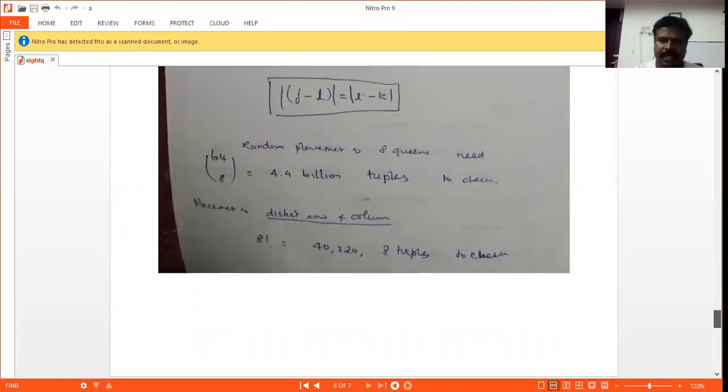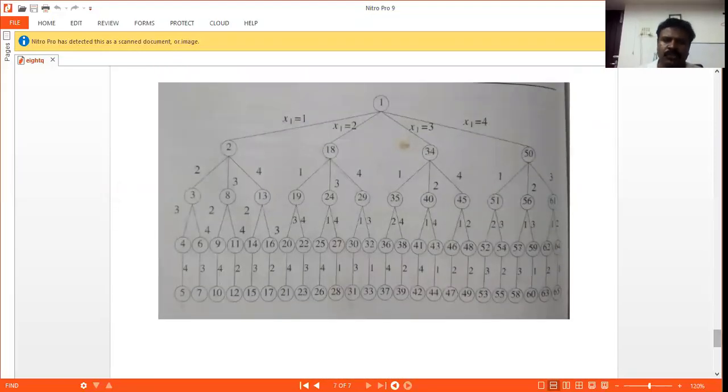Using many constraints, this is actually the whole solution space for 4 cross 4. Like if you are placing that for 8 cross 8, right? So now we will consider the 8 cross 8 chessboard. In that 8 cross 8 chessboard, we have to place 8 queens, right?